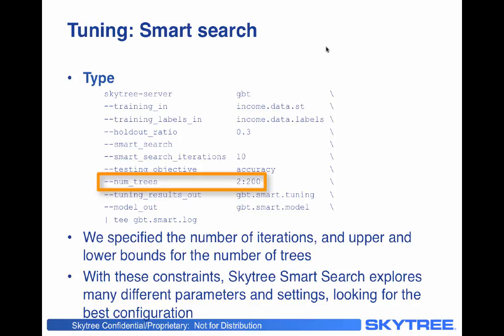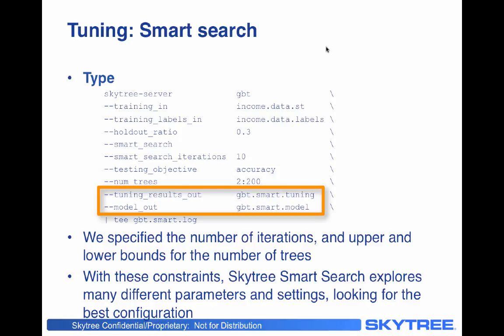And we then specify the upper and lower bounds for the number of trees. We would like to restrict the smart search over the number of trees to a minimum value of 2 trees and a maximum value of 200 trees. This is not required, but it's in general a good idea to specify at least some upper bound for the number of trees, since very large numbers of trees can result in a run that takes too long. And finally, we specify the file to write out the tuning results and also the file to write out the best model found during the smart search.